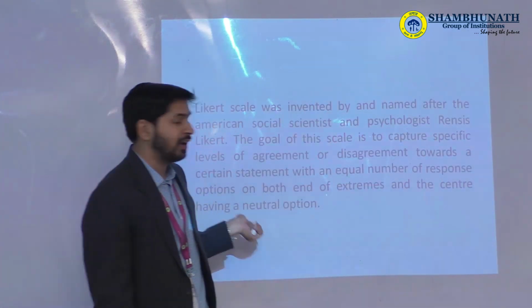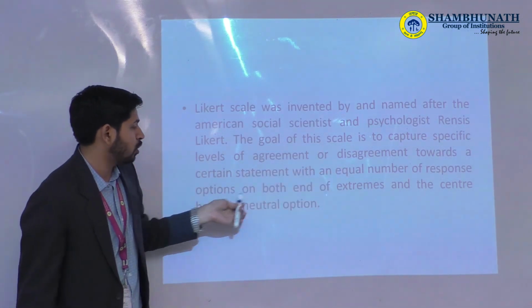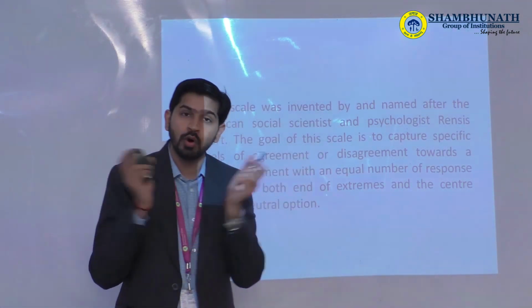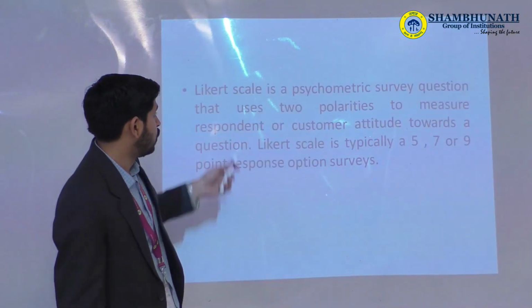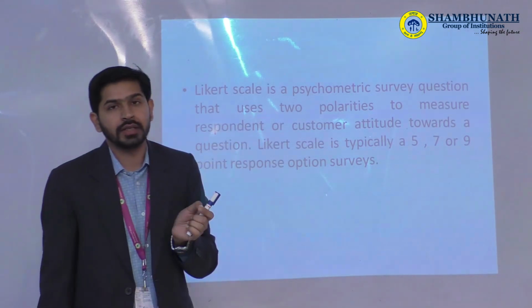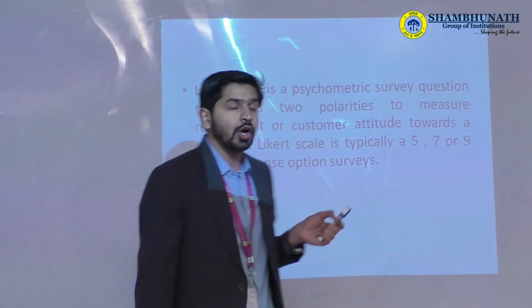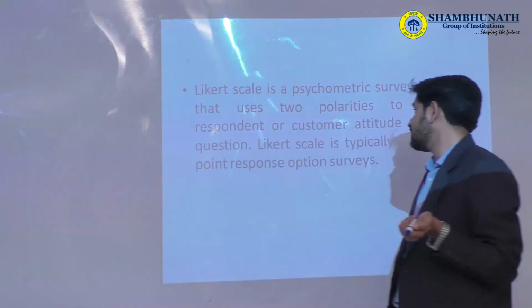Because when we talk about 5, 7 or 9, this refers to the number of response options, with an equal number on both ends of the extremes and the center having a neutral option. So Likert scale is a psychometric survey question that uses two polarities to measure respondent attitude towards a question. So Likert scale is typically 5, 7 or 9.